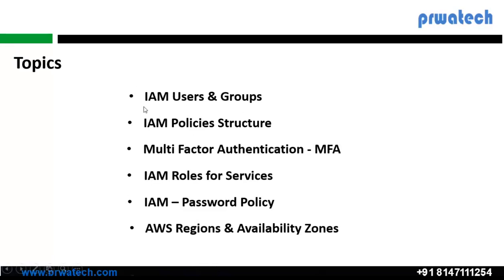First one we will be covering IAM user and group, and also we will see some practicals, how to create user, how to create group, and how to create policy and policy structure. And next, multi-factor authentication, how to assign a multi-factor authentication. And next one, we will see how to create a role, IAM role, and what is the use of IAM role. And after that, password policy of IAM. And after that, we will see AWS regions and availability zone.